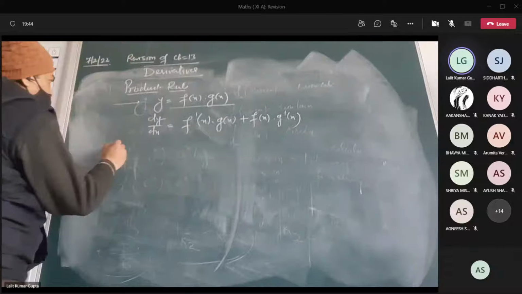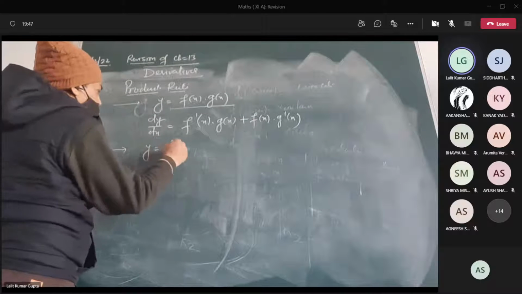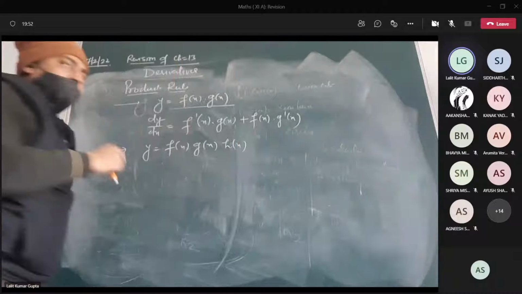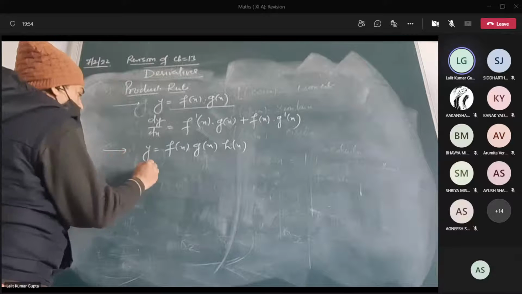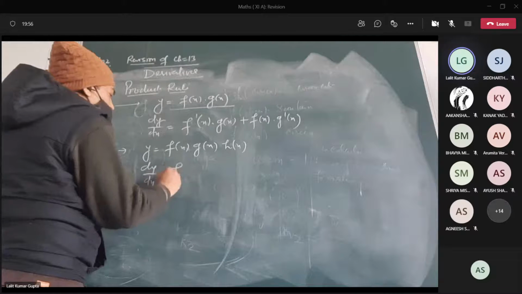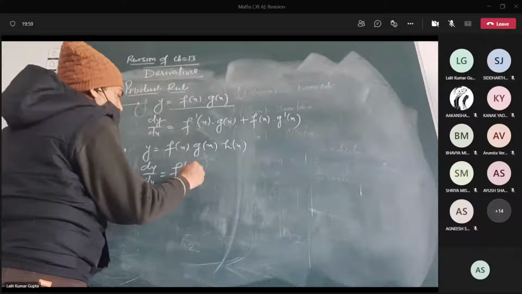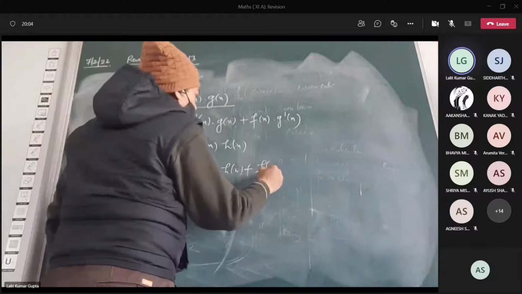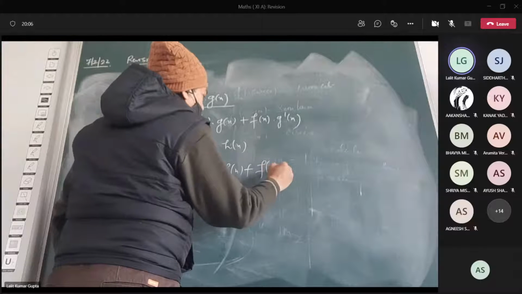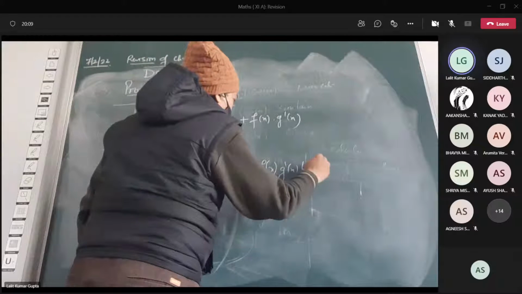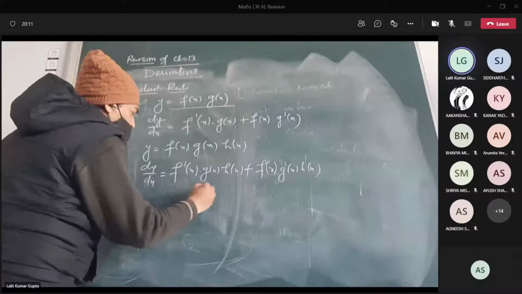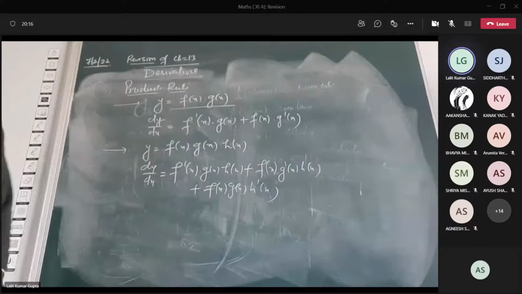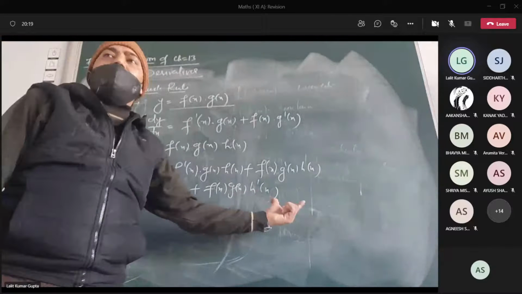If we have 3 functions in multiplication, the same rule we have to apply. At a time we have to differentiate one only and the rest as it is. So the derivative of the first, with the second and third as it is, plus the first as it is, derivative of the second, and the third as it is, plus the first and second as it is and the derivative of the third. So this becomes the rule for 3 functions in multiplication.